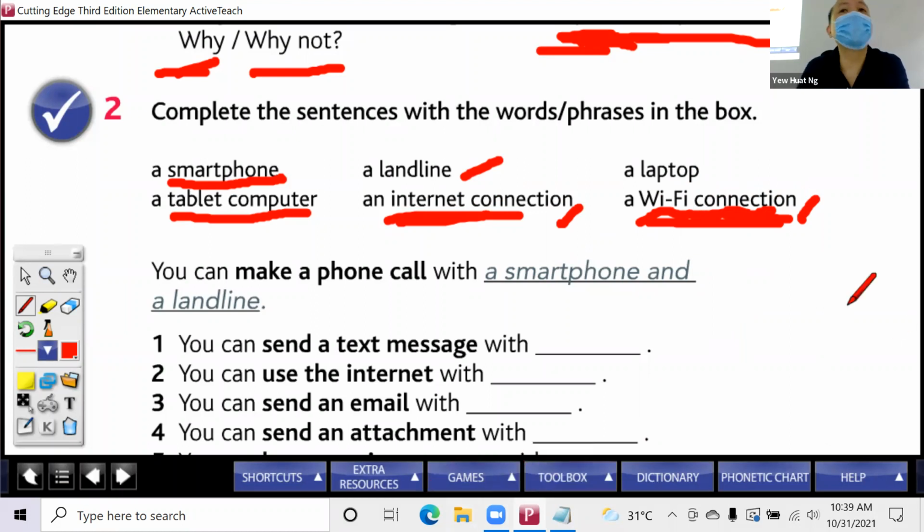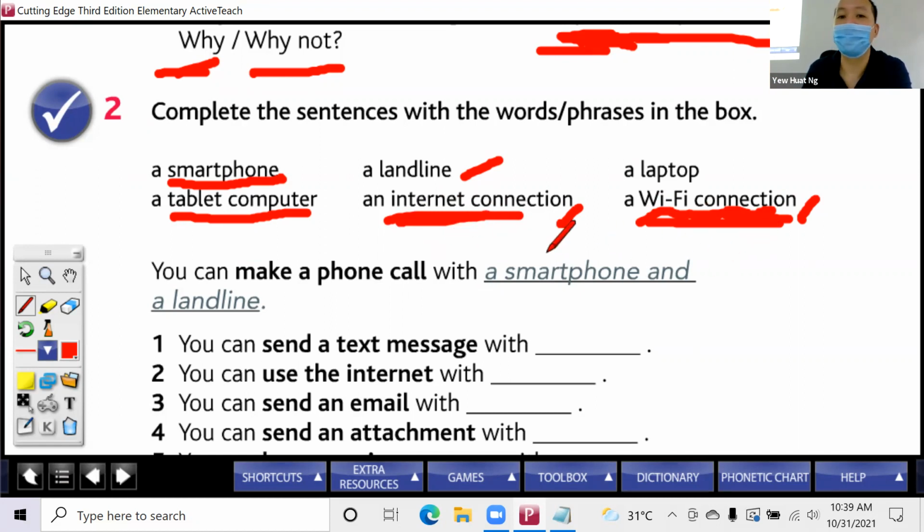Just for fun, I think you should know because you're an engineer. Which one you must have? Which one is an option, a choice? Internet connection or Wi-Fi connection? Which one is a must-have? Which one is a choice? Must have Wi-Fi, internet connection, you can choose. Opposite. You must have your internet connection.